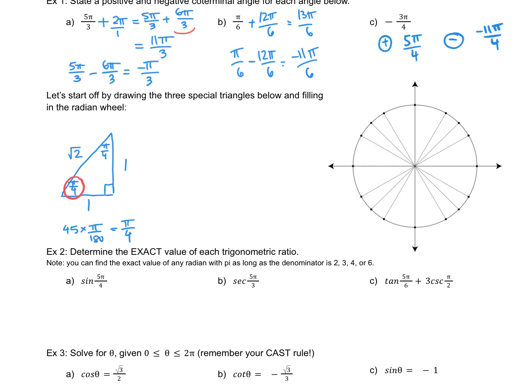The other special triangle comes from an equilateral triangle that has been cut in half. An equilateral triangle has all three angles as 60 degrees, but 60 degrees in radians, if you multiply by pi over 180, is pi over 3. So that's our base angle. The top angle has been cut in half, so it should be a 30-degree angle, which again, if we multiply by pi over 180, that is pi over 6.